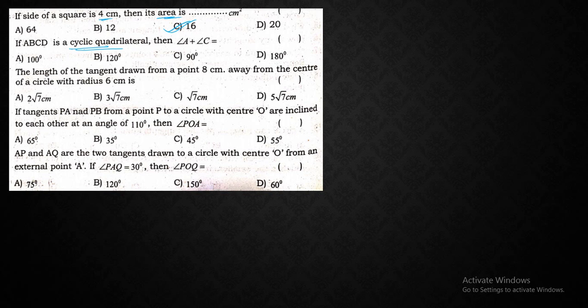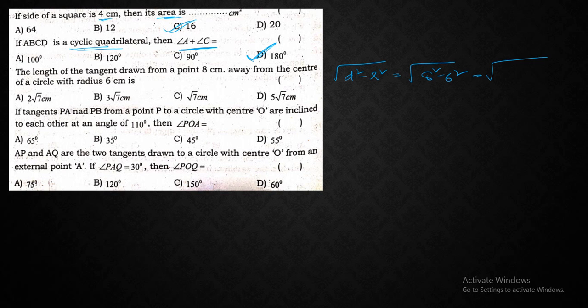Now what has he asked, then angle A plus angle C. A and C are opposite angles in cyclic quadrilateral. Sum of opposite angles is supplementary, which is nothing but 180 degrees. Now next, so what did he ask? Length of tangent. So clearly length of tangent means square root of d square minus r square. So what is the value? So distance is 8, so 8 square minus radius 6 square, right?